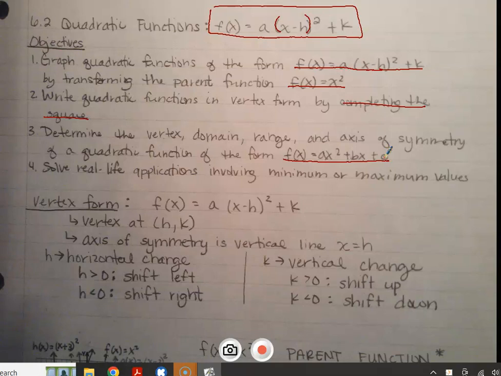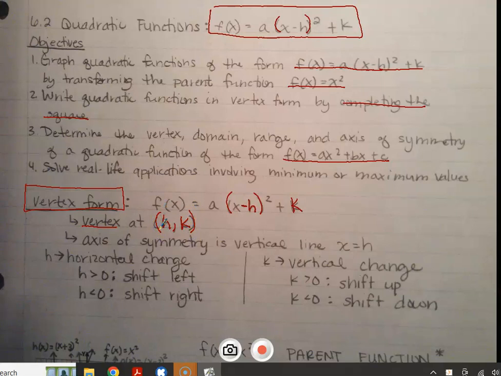All right, so let's look at this vertex form. Again, it's f of x equals a times this quantity, and it's important that we realize it's x minus h, squared, plus k. Our h and k are new things now because the vertex of the parabola is at the point h comma k. That's where our vertex is.